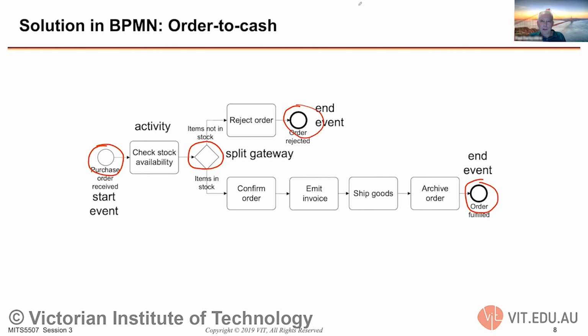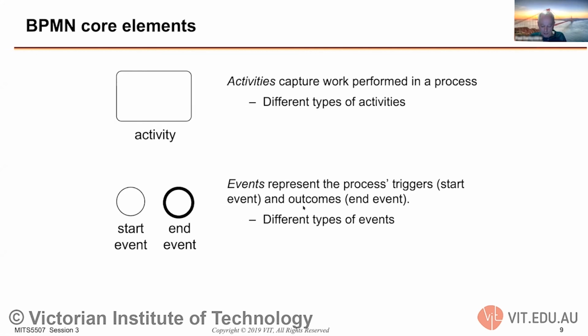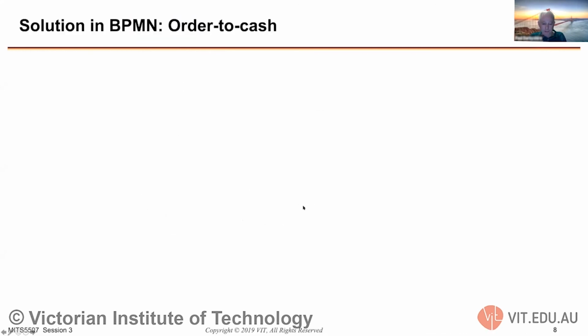Okay, so here's what we're looking at here. We're looking at a split gateway, we're looking at start events, we're looking at two ending events, and we're looking at various activities that take place. So the BPM core elements are activities. What activities do is they capture a piece of work to be performed as part of a process. And of course, the start and the end events.